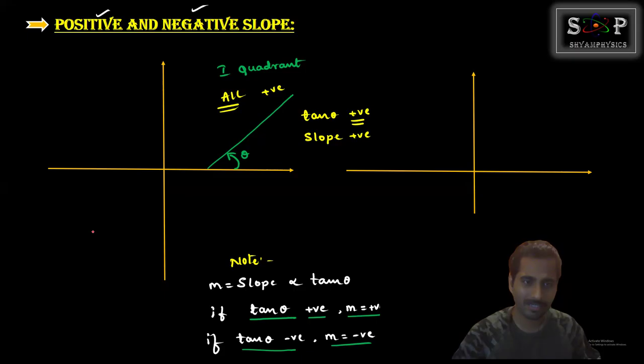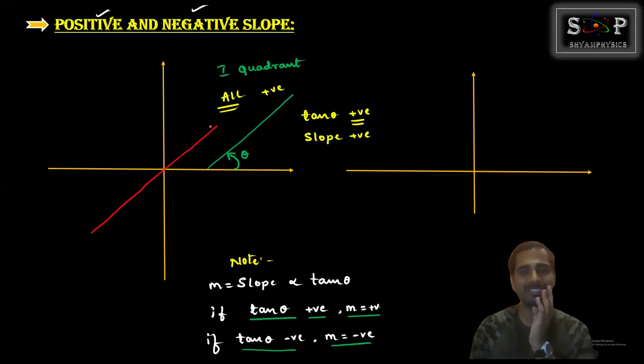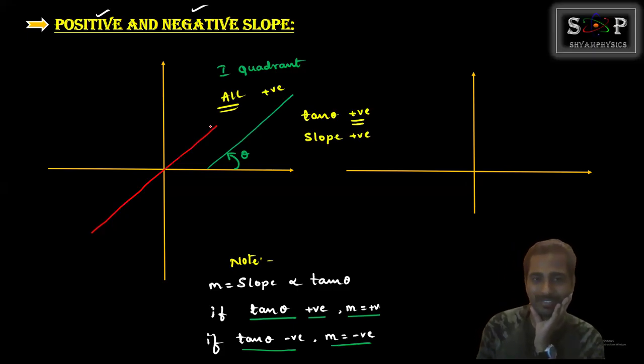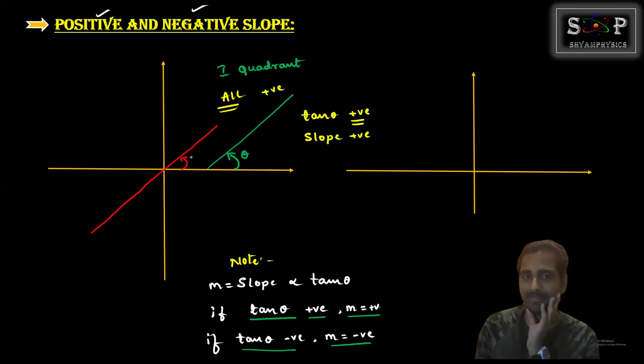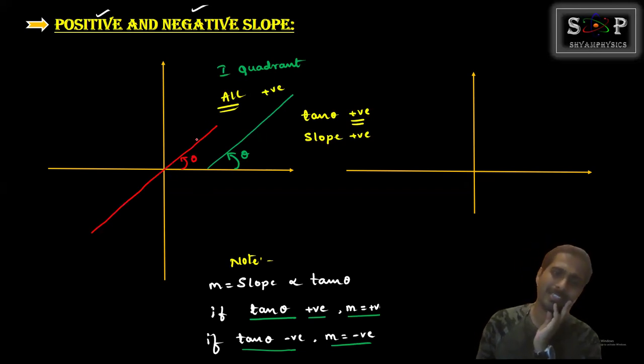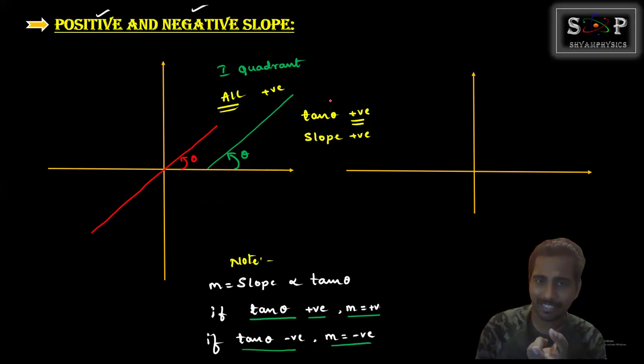Concentrate on this. What is this? The red color problem. Cool. Now look at that one line. This is the theta, which is made from the x-axis. Now tell me, this theta is less than 90 degrees, right? Correct? Here tan theta is positive because that theta is less than 90 degrees.